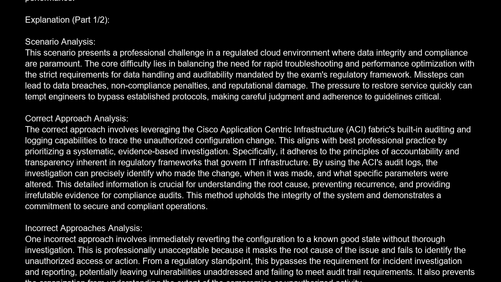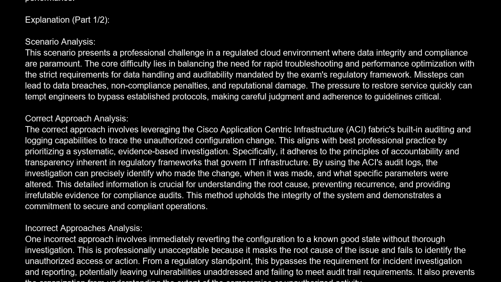By using the ACI's audit logs, the investigation can precisely identify who made the change, when it was made, and what specific parameters were altered. This detailed information is crucial for understanding the root cause, preventing recurrence, and providing irrefutable evidence for compliance audits. This method upholds the integrity of the system and demonstrates a commitment to secure and compliant operations. Incorrect approaches analysis.